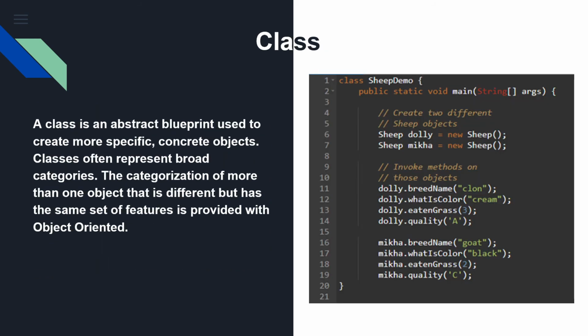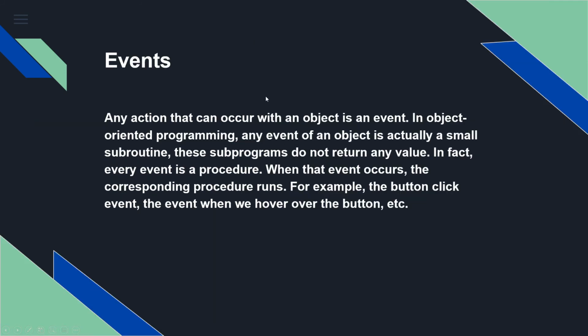Class. Classes are abstract and are used to create more specific, concrete objects. They often represent broad categories. You have to add operations in here. For example, in the main class, you keep some functions, and if you want to reach the others, you call the functions. Events. These are not only objects, also subprograms, and they don't return any value. In fact, every event is a procedure. When that event occurs, the corresponding procedure runs. I think this is enough for events.